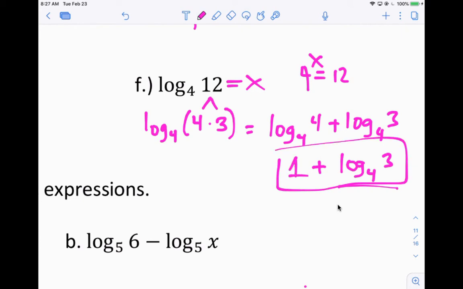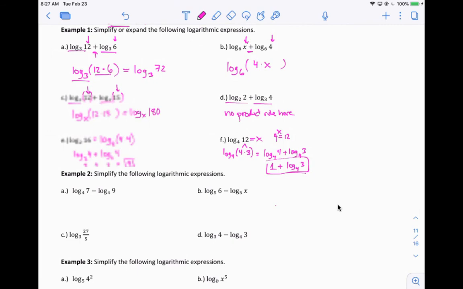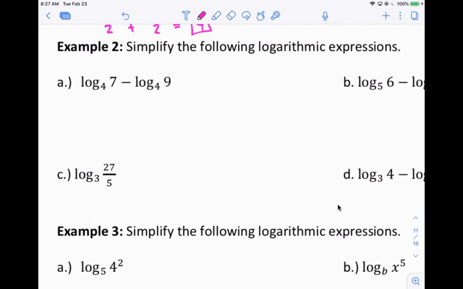So maybe that helps. And again, why would you want to do that? It depends on what you're trying to do, right? Right now, we're just learning the tool. Later, we'll actually take this tool out of our toolbox. All right, that was product rule. Here we go with quotient rule.